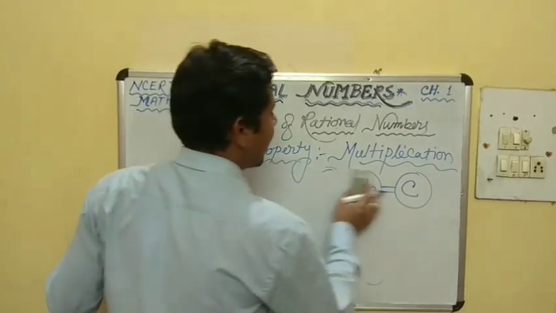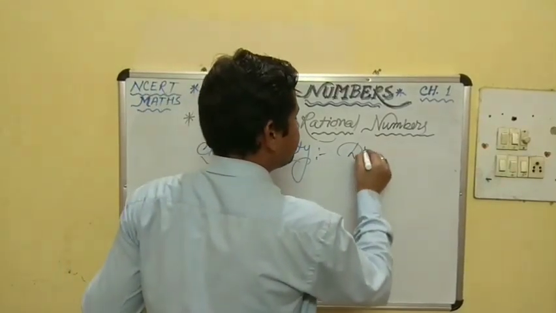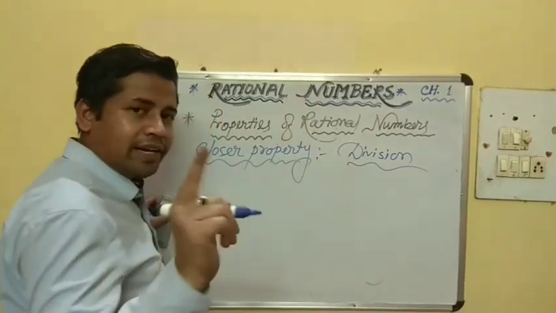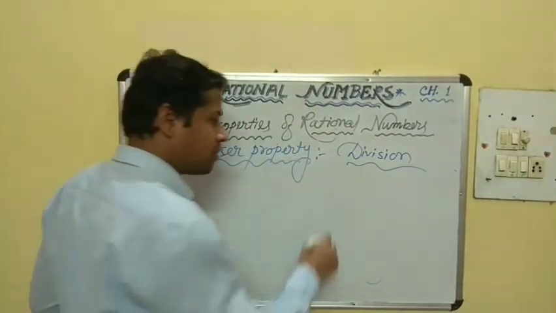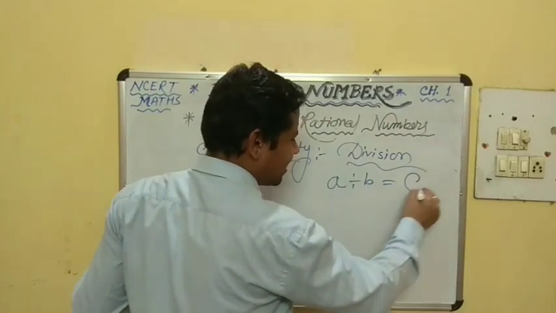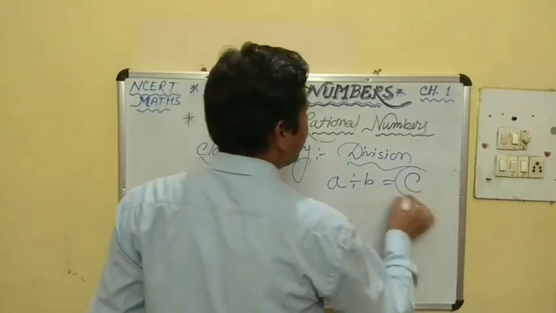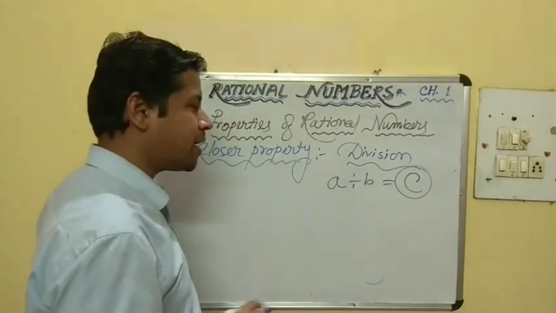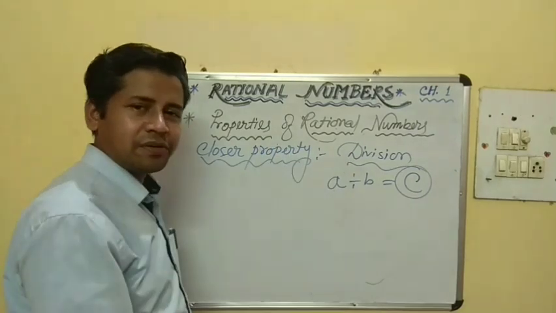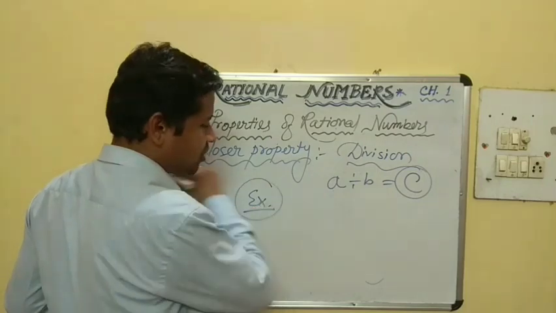Again, we are going to another operation, that is division. Division is another operation. Also, we will take any two rational numbers A and B. If we divide them and get C, any number which is also a member of the rational numbers, then we can say that rational numbers hold the closure property under division. But we have to take some examples to check it.